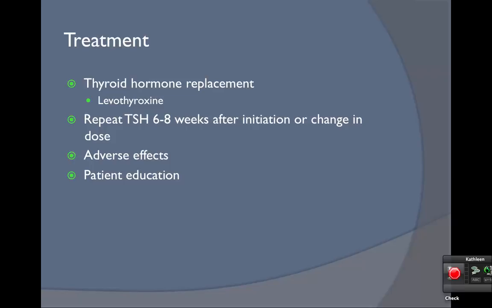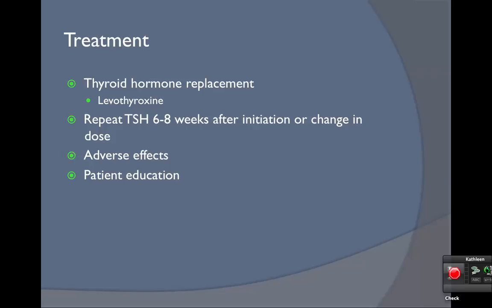So the treatment is thyroid hormone replacement, levothyroxine. You want to repeat TSH in 6 to 8 weeks after the initiation or change in dose. Usually the starting dose for adults is 25 to 50 micrograms a day. You want to titrate up 25 micrograms at a time. It takes 6 to 8 weeks to see effects when titrating dose. So change the dose and wait 6 to 8 weeks to recheck TSH. I usually wait 2 months.